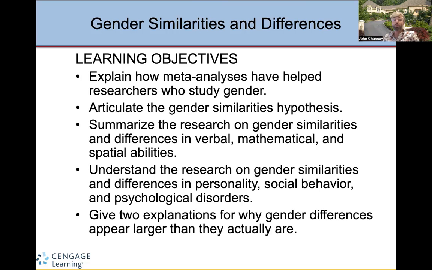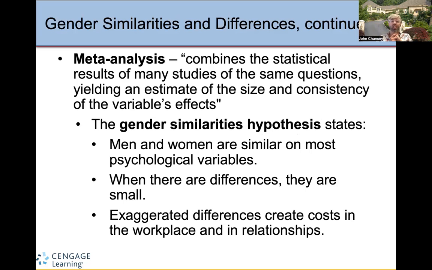You'll be able to articulate the gender similarities hypothesis, summarize the research on gender similarities and differences in verbal, mathematical, and spatial abilities, understand the research on gender similarities and differences in terms of personality, social behavior, psychological disorders, and give 2 explanations for why gender differences appear larger than they actually are. They're perhaps overstated. So the first thing to introduce is this idea of a meta-analysis.